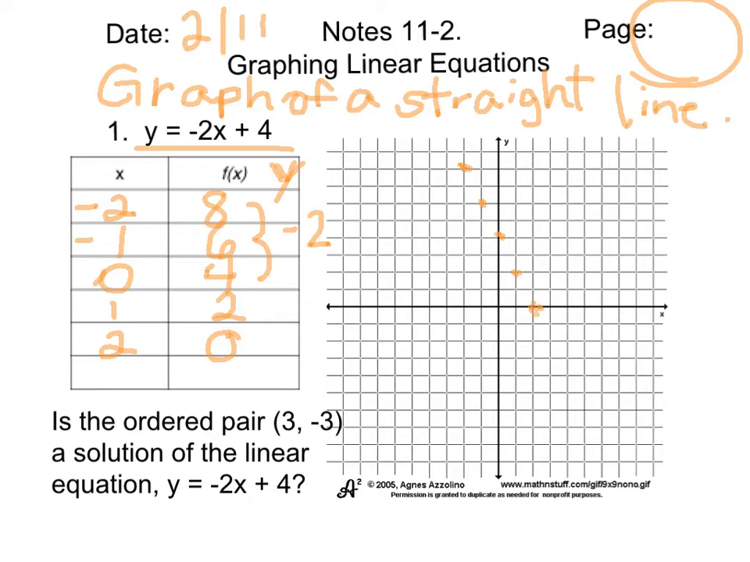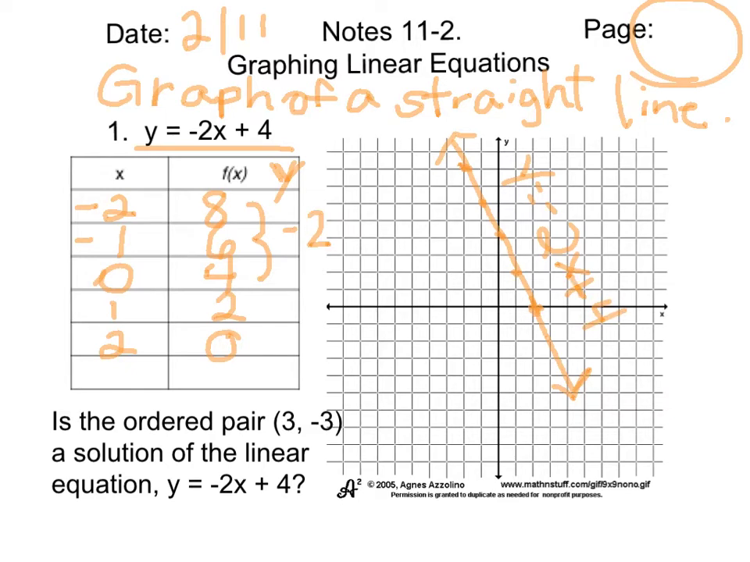So now I have a straight line, and I'm going to use my straight edge to connect the dots, put arrows at either end, and label it with the equation y equals negative 2x plus 4.